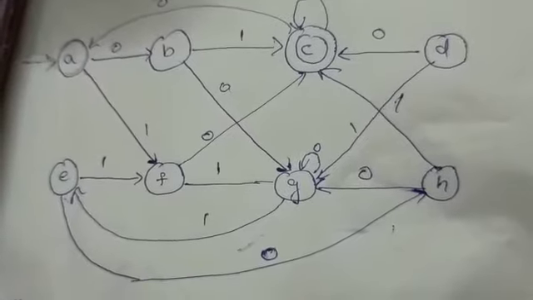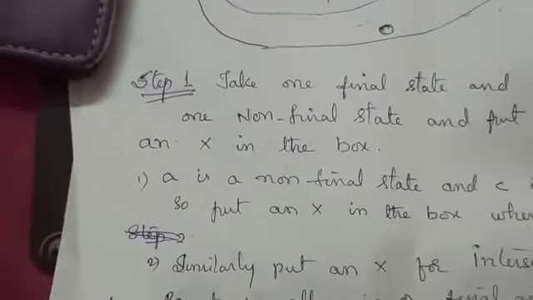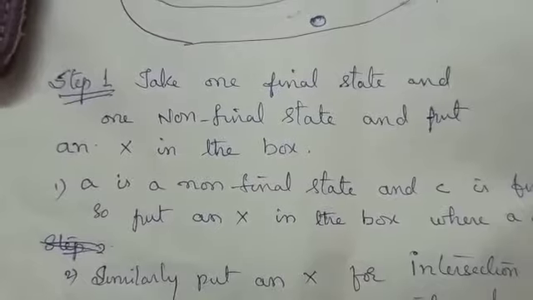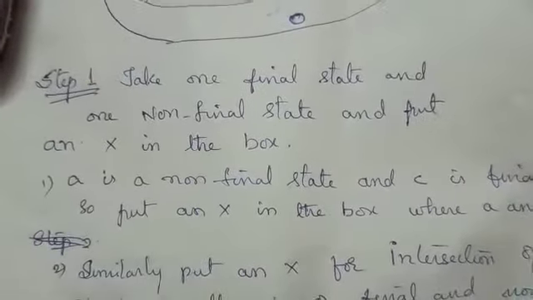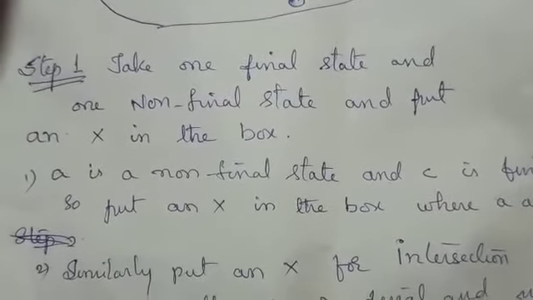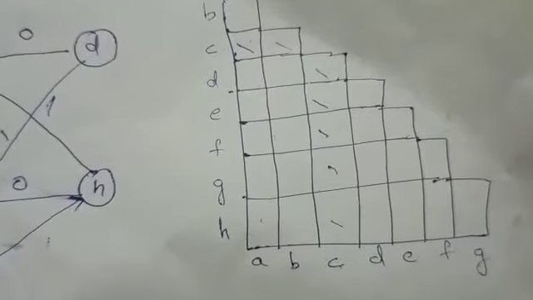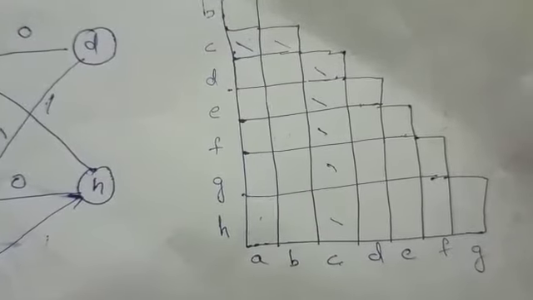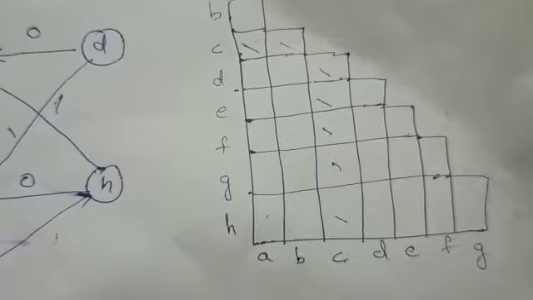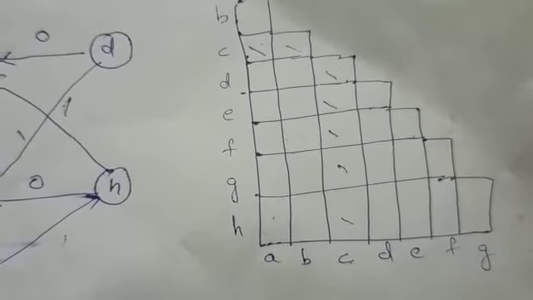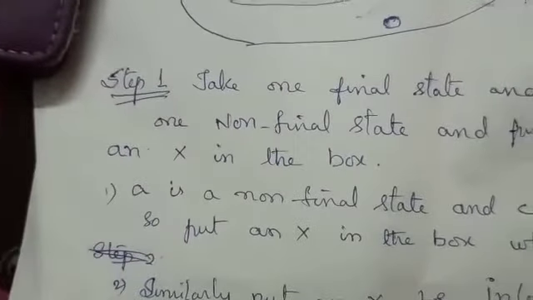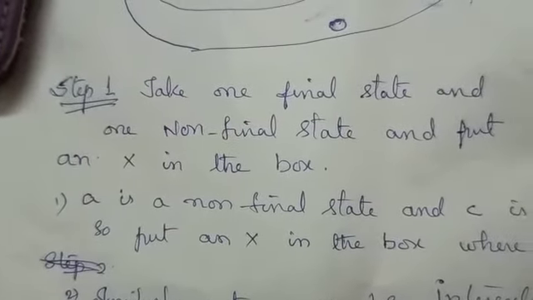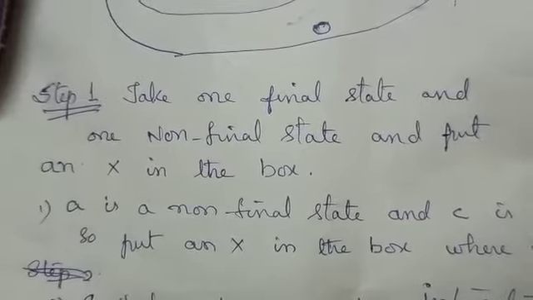So what we are doing here is, in step 1, take one final state and one non-final state and put an X in the box. First we have to draw a table like this. This is the tabular method we are going to use. When we draw this table, all the states are mentioned here. Now step 1: take one final state and one non-final state and put an X in the box.